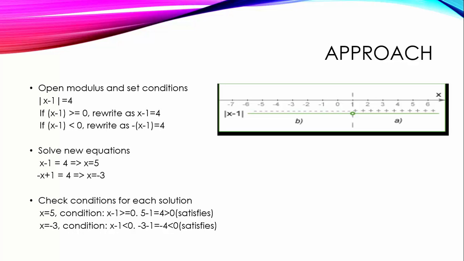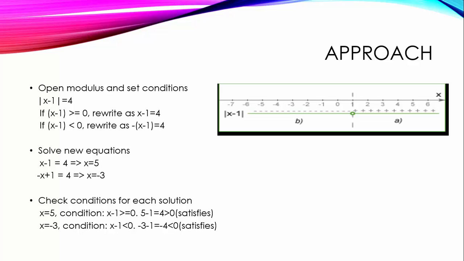We can also think about conditions like graphics. X is equal to 1 is a key point in which the expression under modulus equals 0. All points to the right are the first condition, x greater than 1, and all points to the left are the second condition, x less than 1.